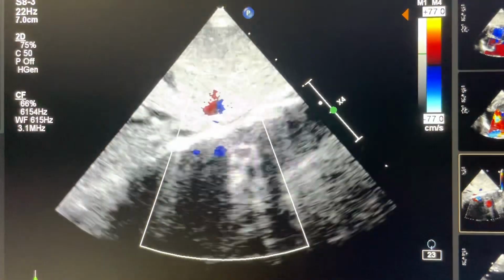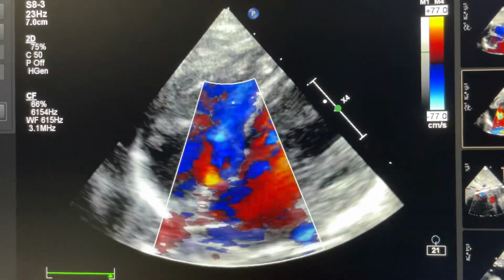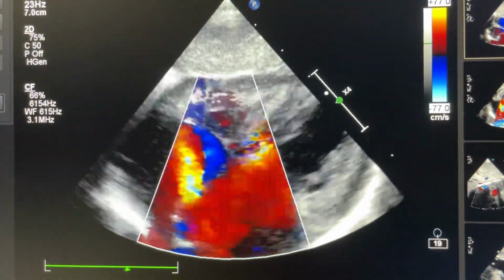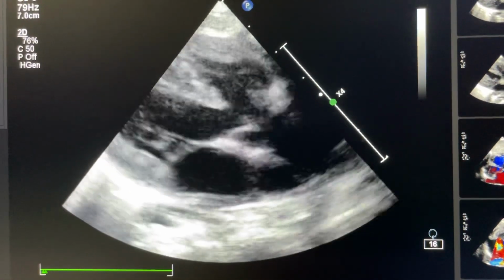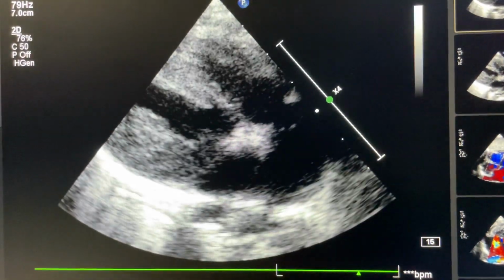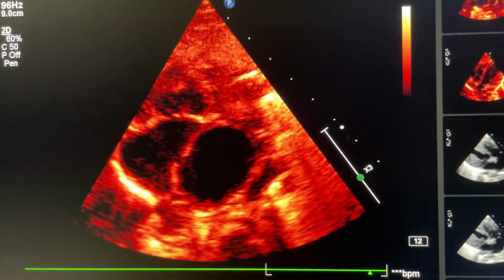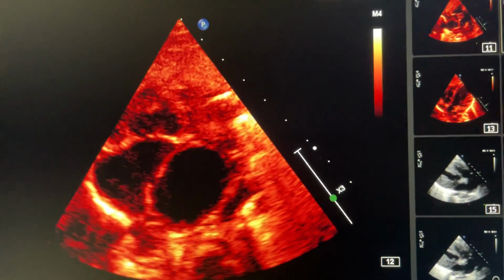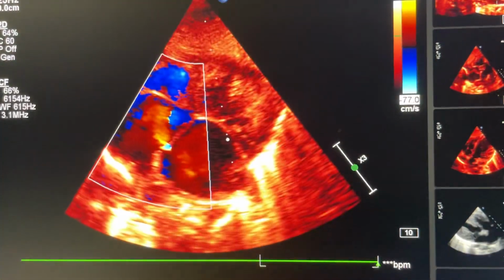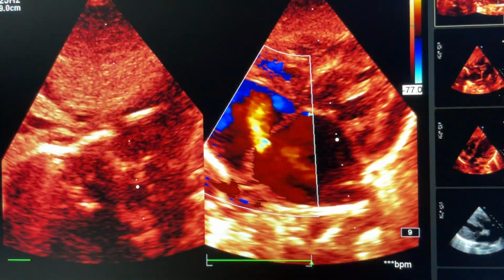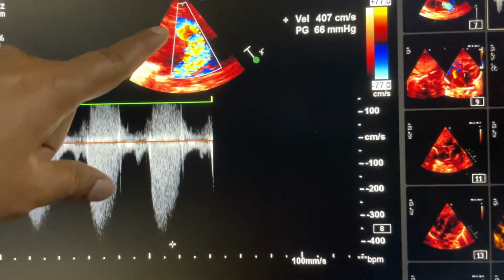So this is the case of mild malalignment VSD with pulmonary stenosis. So aorta, this is the PFO, a very small ASD you could say. You can see the flow across the pulmonary valve.